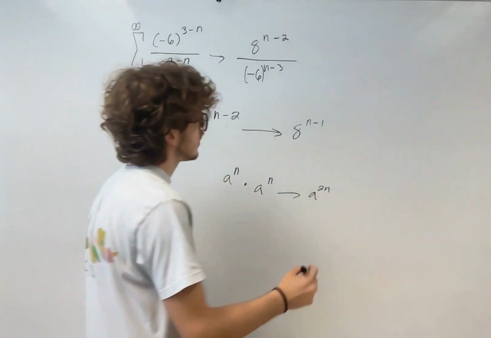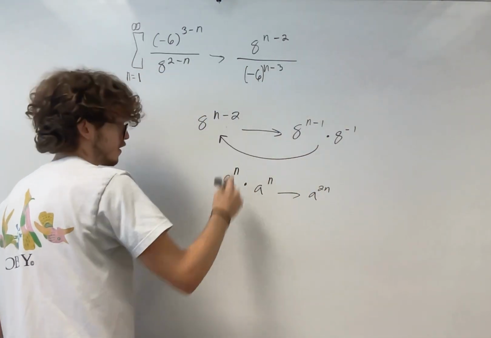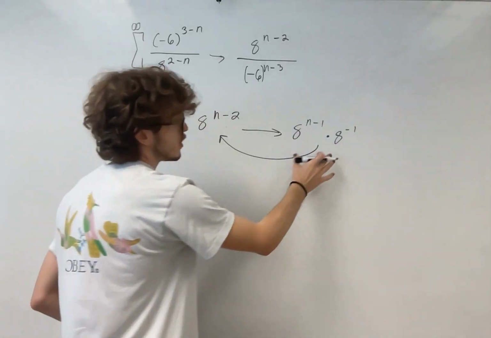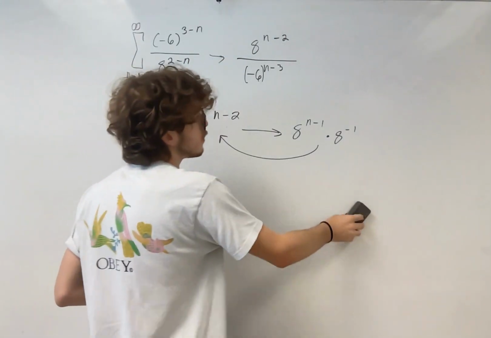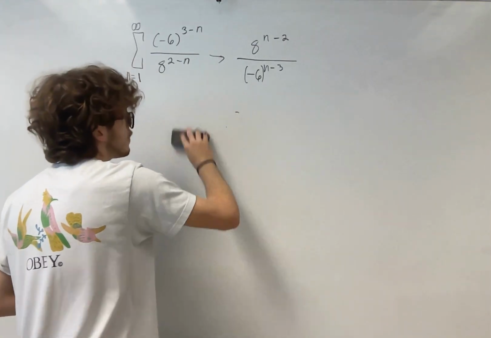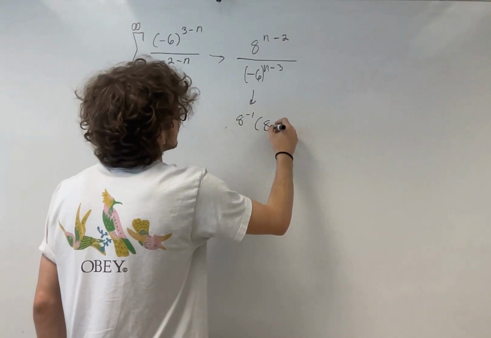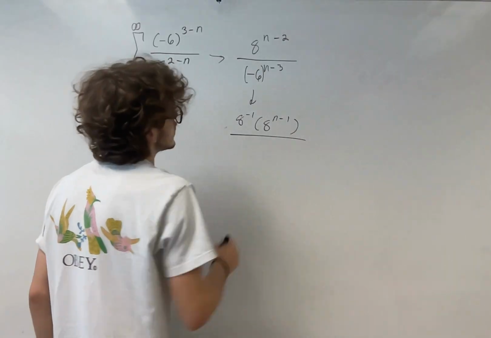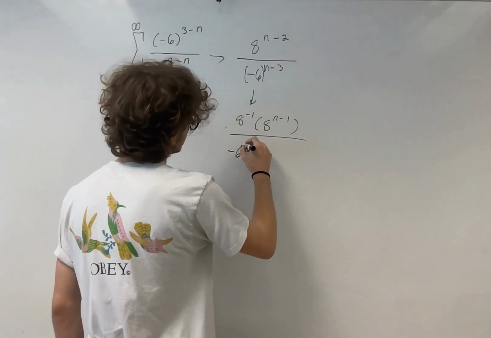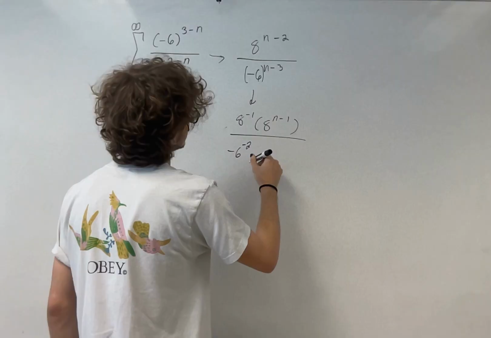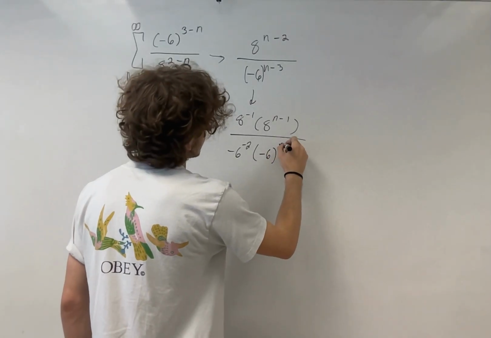Well, in this case, we could multiply this by 8 to the negative 1. We add, and we'll get this, okay? We multiply the terms, but we're adding the exponents. That's how we get this term back here. So hopefully that wasn't too bad to see. That's another kind of hard step, but we can rewrite it as 8 to the negative 1 times 8 to the n minus 1. And we'll do the same thing with the denominator here. We will say negative 6 to the negative 2, and this is going to be equal to negative 6 to the n minus 1.